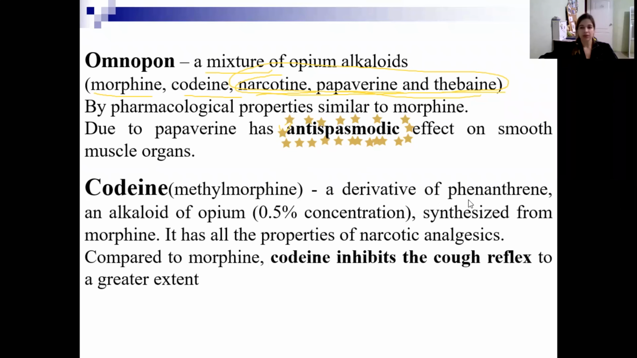Codeine is a derivative of phenanthrene, also an alkaloid, and it is synthesized from morphine. It has all the properties of a narcotic analgesic, but compared to morphine, codeine inhibits the cough reflex to a greater extent. So it means we have a more pronounced effect on cough with codeine and fewer other effects. So we can use it as an antitussive drug.